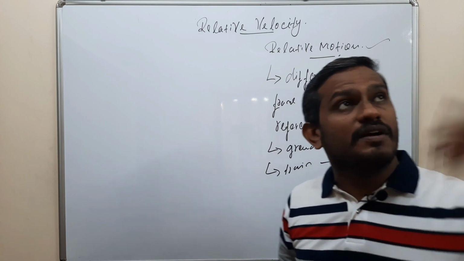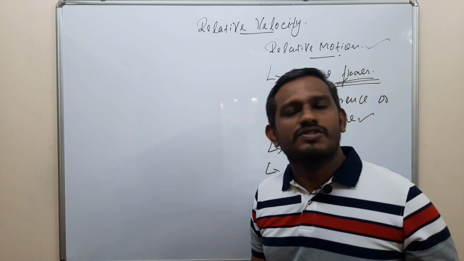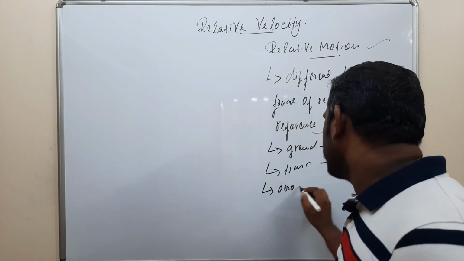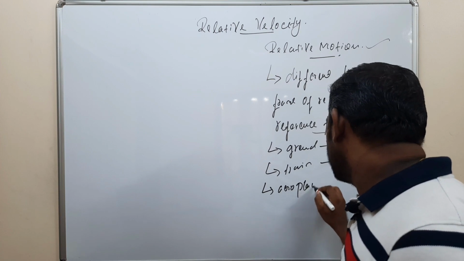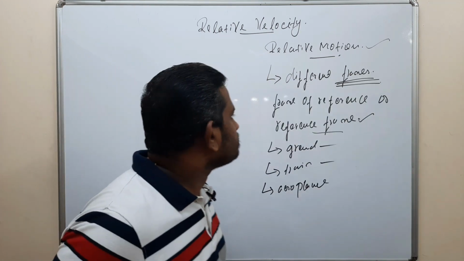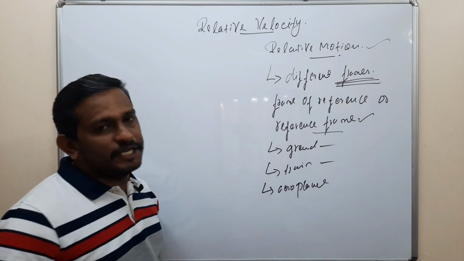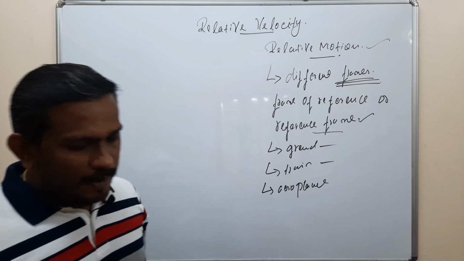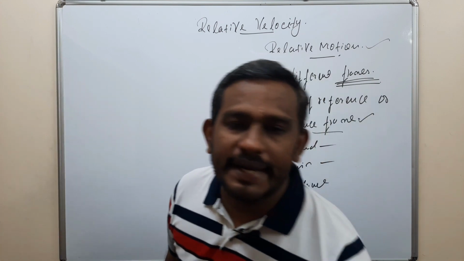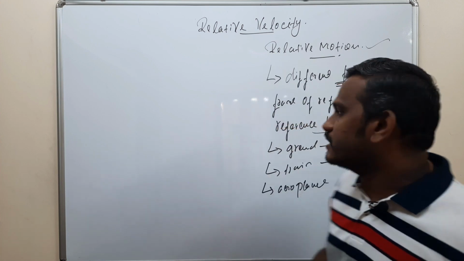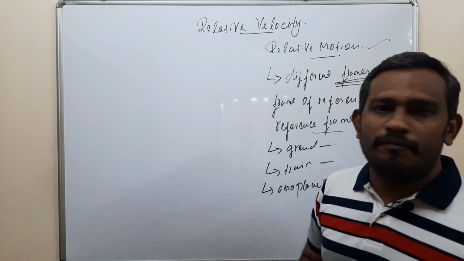If an observer is on the aeroplane, then the aeroplane is the frame of reference. Okay, so that is relative motion. Relative motion gives the idea of how objects move differently in different frames. That is relative motion. What is a frame?